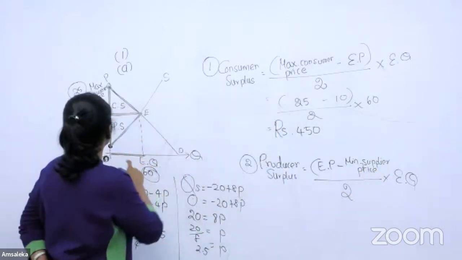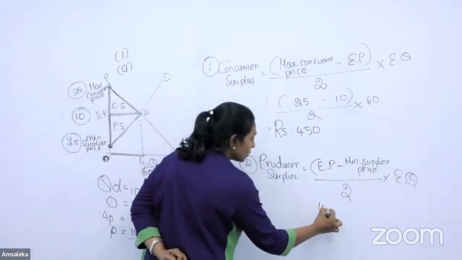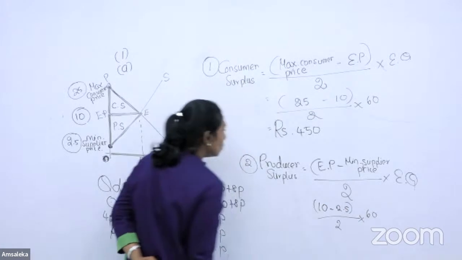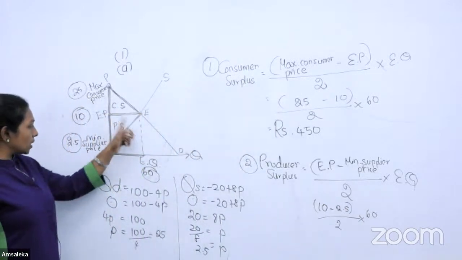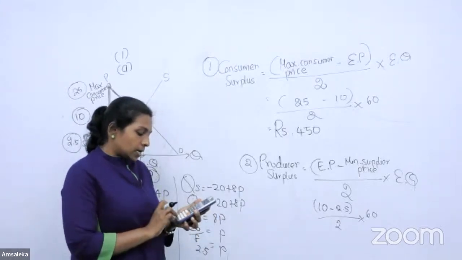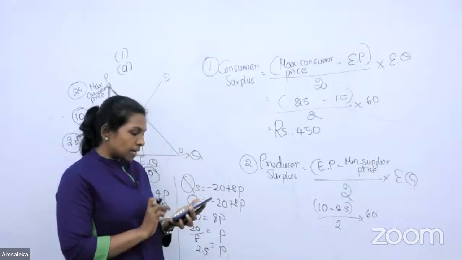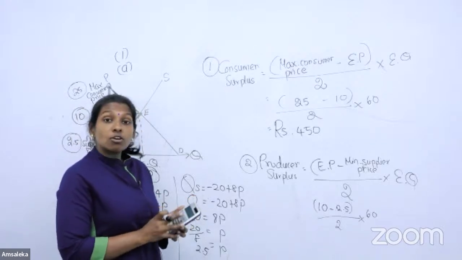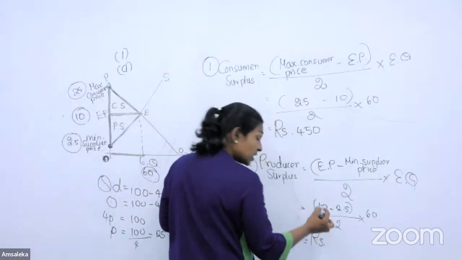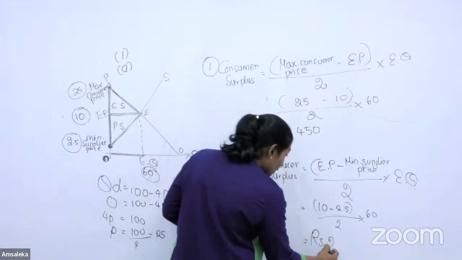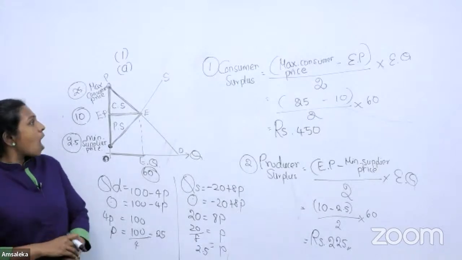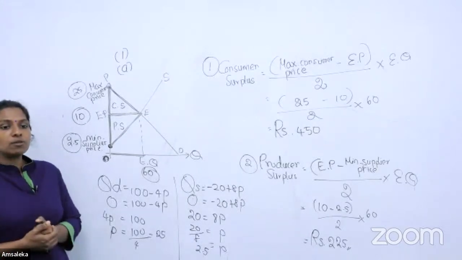Right. What is EP? 10. 2.5 is the minimum supply price, dividing by 2 into the equilibrium quantity. Okay, the equilibrium quantity, 60. Now you can check the answer. 10 minus 2.5, dividing by 2 into 60. Yes, of course, 225. The answer is 225, but you cannot say just 225, right? Rupees 225. Now, I think you all got the clear picture about how to find consumer surplus and producer surplus.